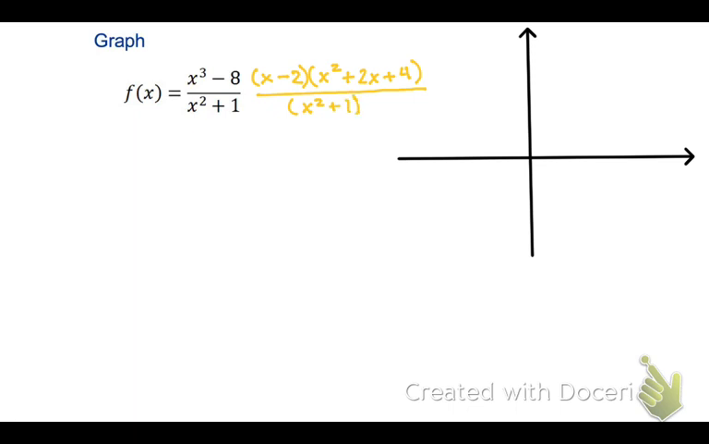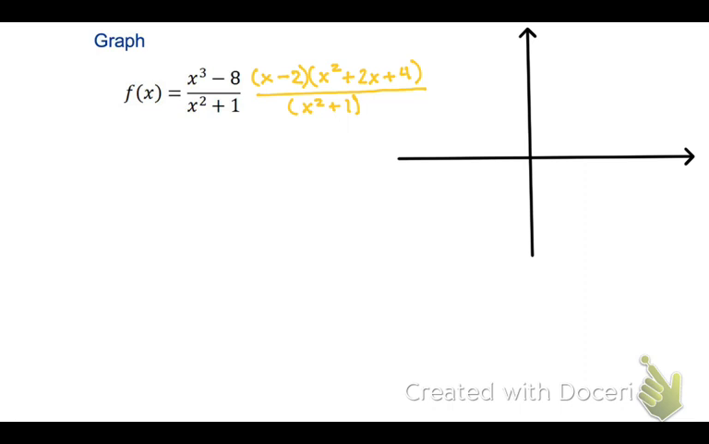Now, I will tell you on the numerator that x squared plus 2x plus 4 never has real solutions, ever. They're not real zeros, because factors of 4 cannot add to 2. They are not real solutions, ever. Okay, so we simplified.